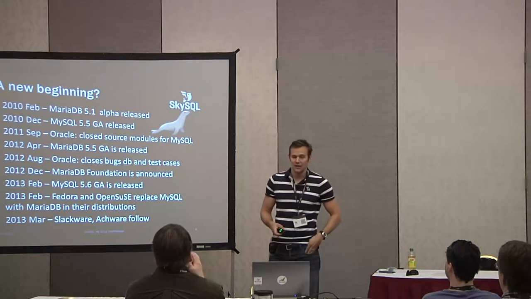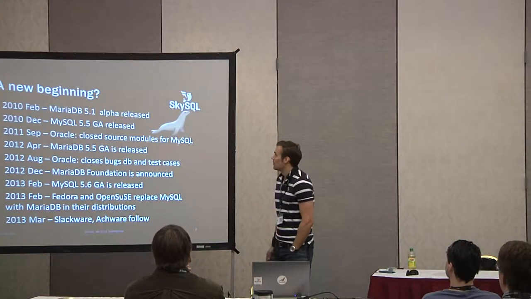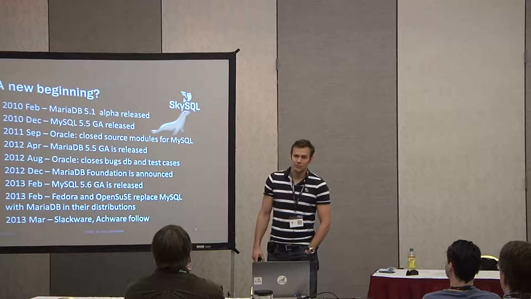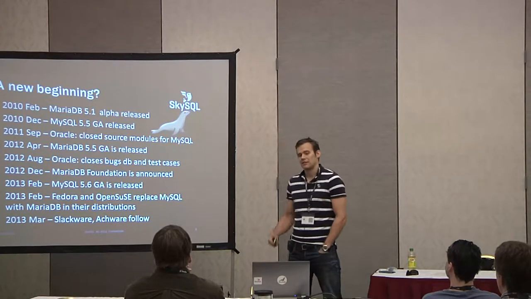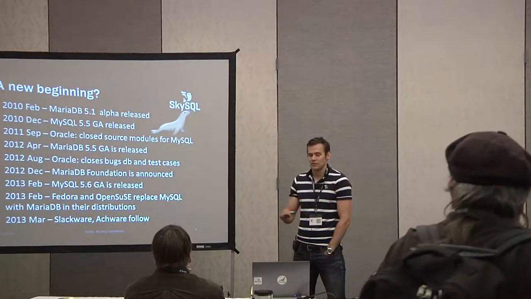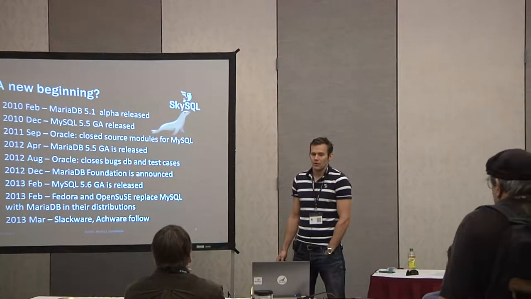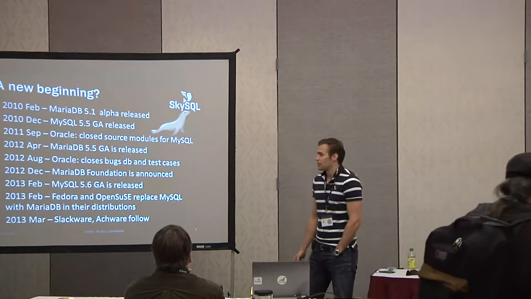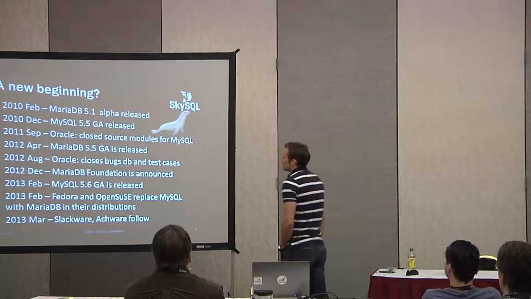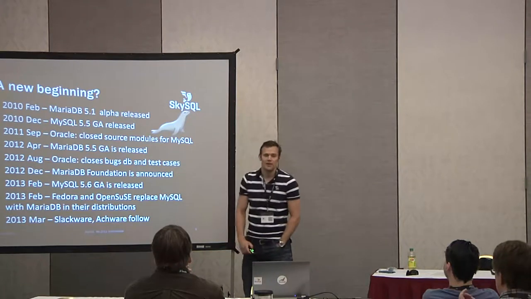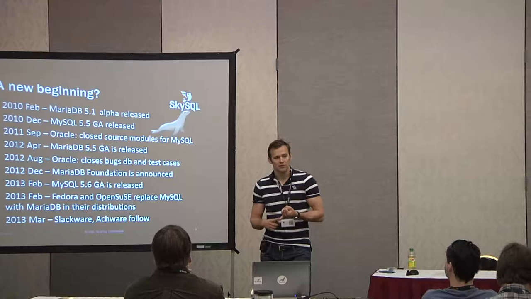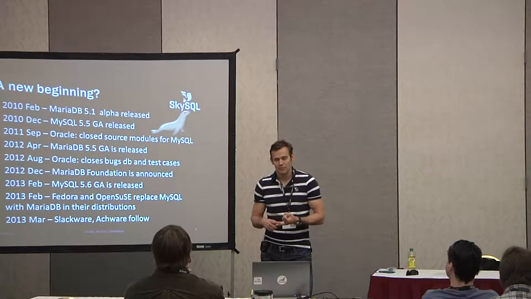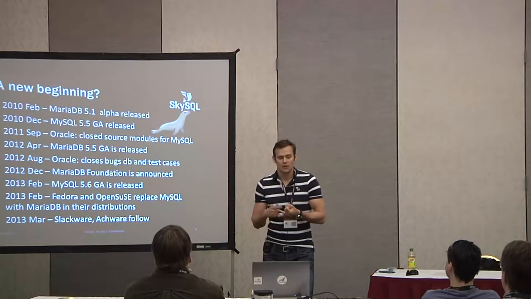And then in 2010, the first alpha of MariaDB 5.1 was released, which was based on MySQL 5.1. And then slowly but surely, Oracle started doing things like closing. They added closed source modules in the 5.5 version of MySQL. Like the thread pooling and the authentication plugin, you can get those from MySQL. However, you have to pay Oracle to get them.